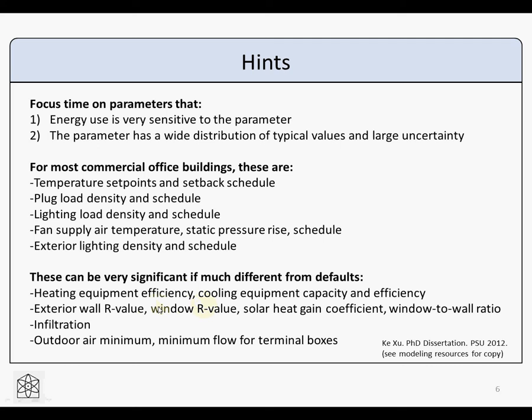There are other ones where, usually, you know the parameter range pretty well, but if you don't, and the value could be very different from a typical default value, then you want to get more accurate information. Examples are the heating equipment efficiency, the cooling equipment capacity and efficiency, all of your U values or R values, in this case the wall and window R values, the solar heat gain coefficient, and the window to wall ratio. Generally you can ballpark it to about 20%, but it may be plus or minus 10%, which is actually a very big difference, so you want to make sure that's a bit more accurate. Infiltration is a pretty widely varied one, which we talked about before, along with the outdoor air minimum and the minimum flow rate for the terminal boxes of your duct system.